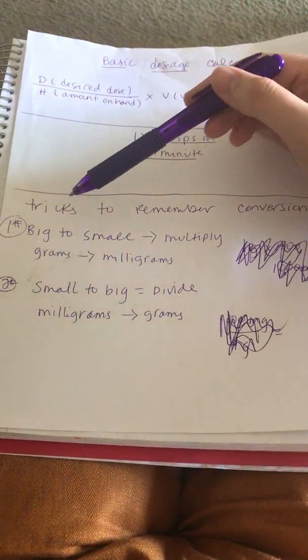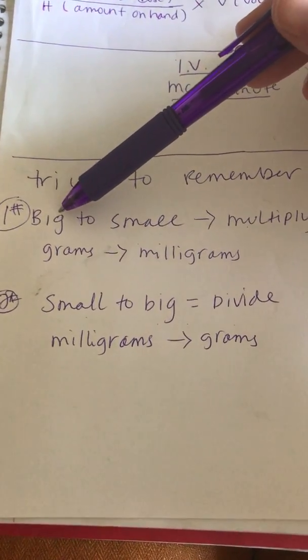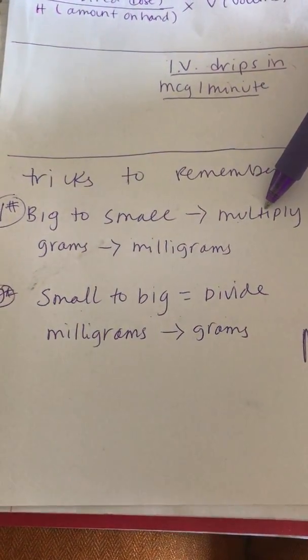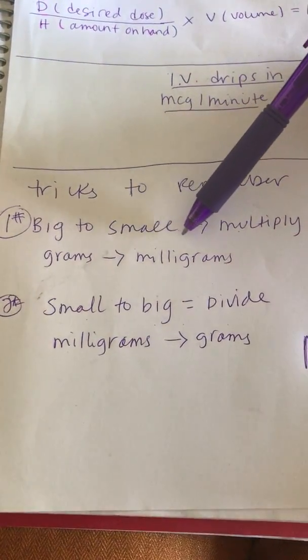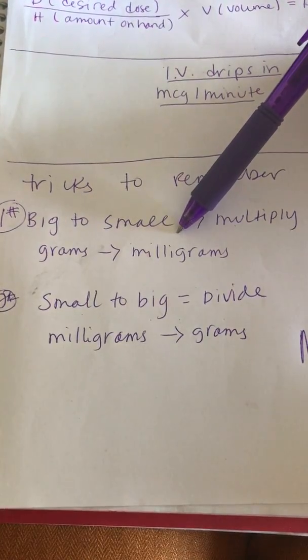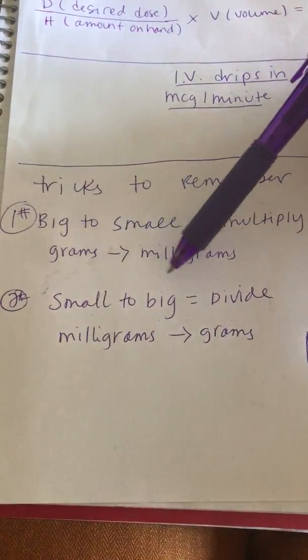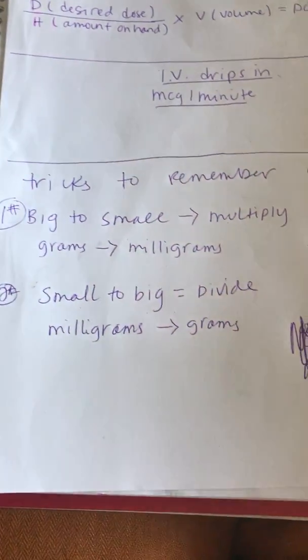So here's what I do. I do big to small, I'm going to multiply. So that would be like going from grams to milligrams here. And the second one is going from small to big, you would divide, which would be milligrams to grams.